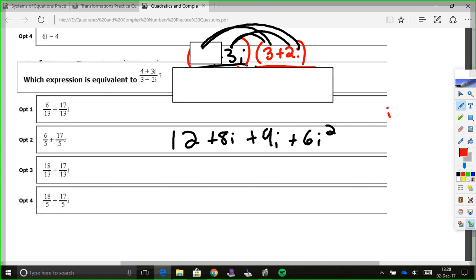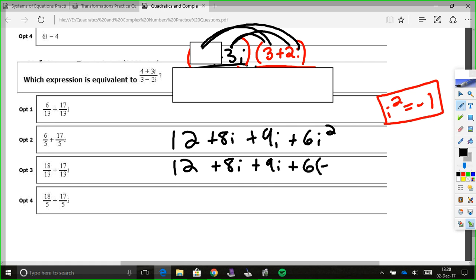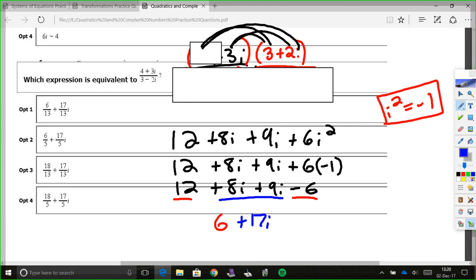Now don't forget, we already mentioned this in the previous one, but i squared is equal to negative 1. That's a rule we're going to use here. In my next step, I'm going to replace that i squared with a negative 1, so that's going to make that a negative 6. Now I can combine my like terms. 12 minus 6 is 6, and 8i plus 9i is 17i. So the numerator is going to be 6 plus 17i.